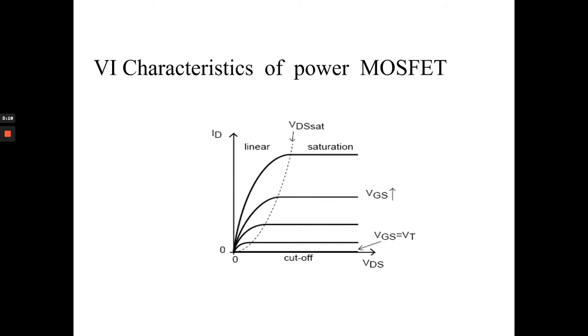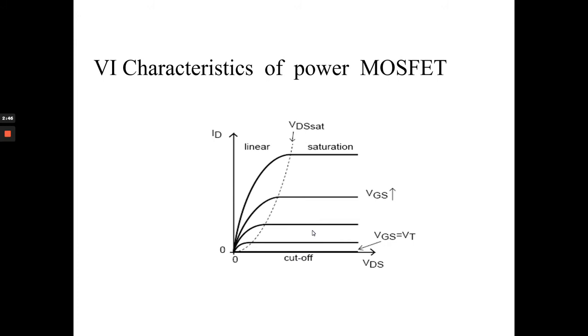This is the VI characteristics of power MOSFET. On x-axis VDS is there and on y-axis drain current is there. See here, there are three regions: cutoff region, saturation region and linear region. At VGS threshold, MOSFET starts to conduct. Below VGS threshold, it does not conduct. This region is called as cutoff region.